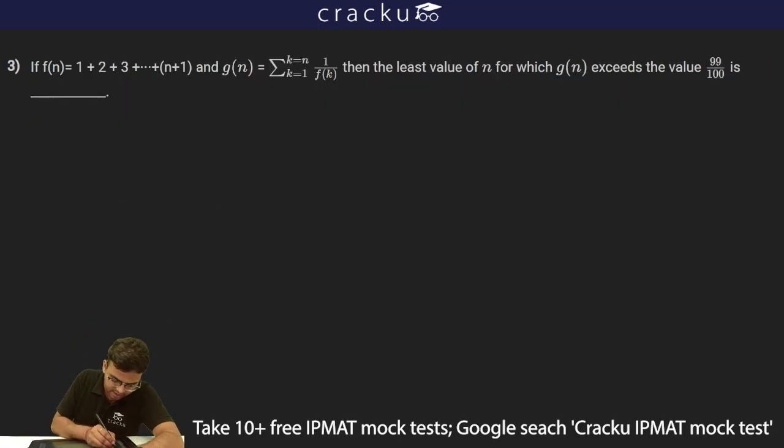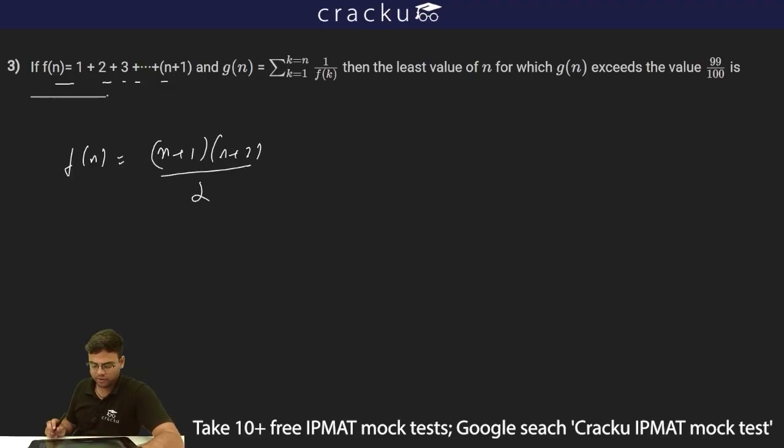The next question is saying if f of n is equal to 1 plus 2 plus 3 plus dash up to n plus 1. Basically f of n is the sum of first n plus 1 natural numbers. So I'll just write this out. The sum of first n natural numbers is n into (n plus 1) by 2. Now this is the sum of first n plus 1 natural numbers. So this will be equal to (n plus 1) into (n plus 2) divided by 2. So this is f of n.